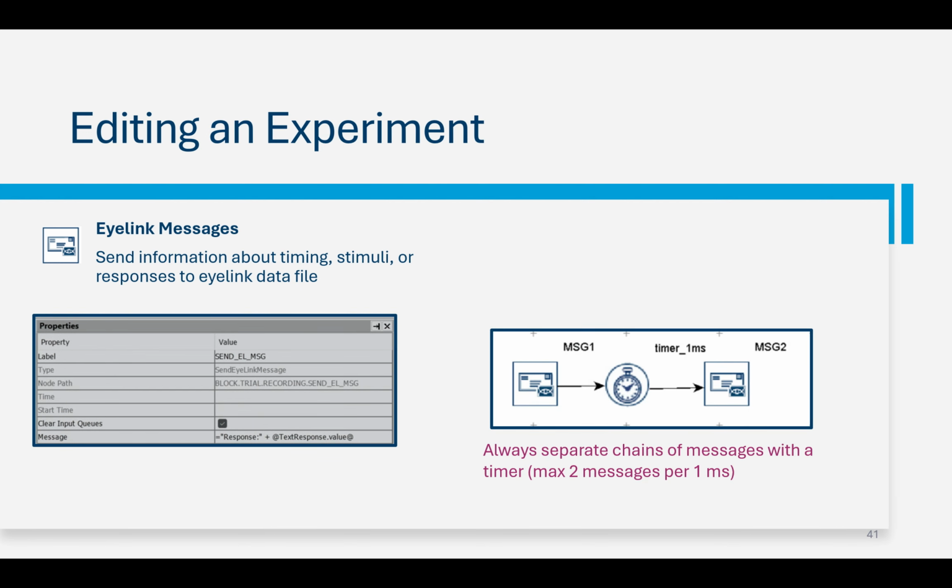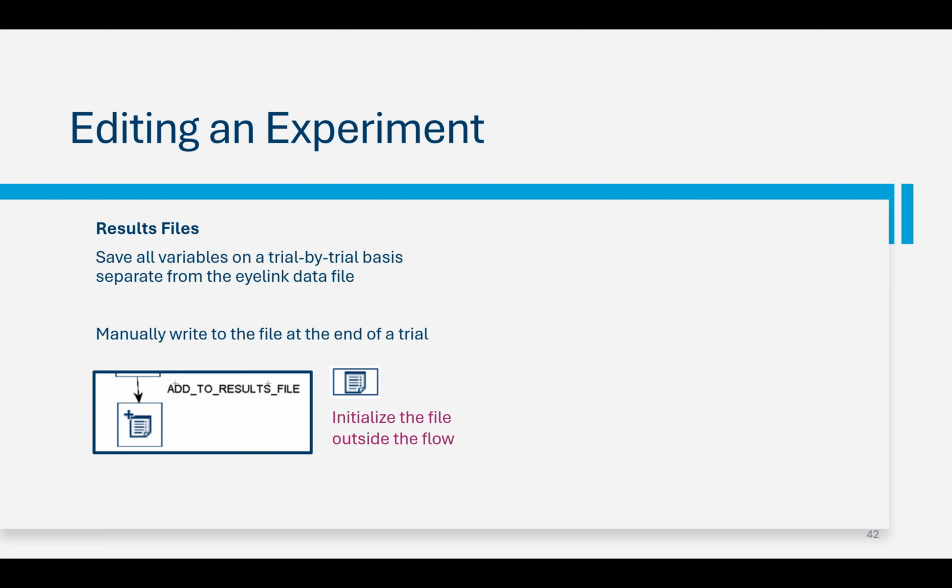Another key hardware note here is that you should always separate chains of messages with a timer. The eye tracker itself can only handle 2 messages per 1 millisecond. So if you're sending like 5 different variables each trial, which is reasonable, you want to make sure that they're chunked no more than 2 at a time with a 1 millisecond timer between them. Otherwise, you might lose data.